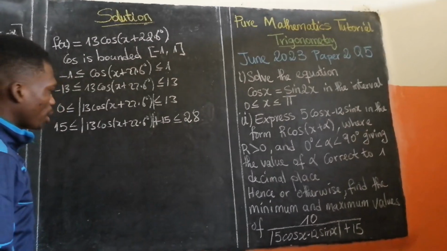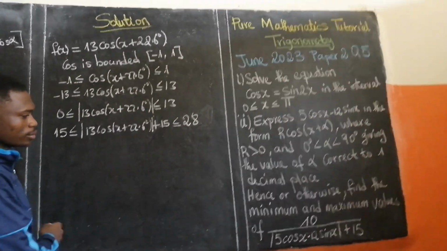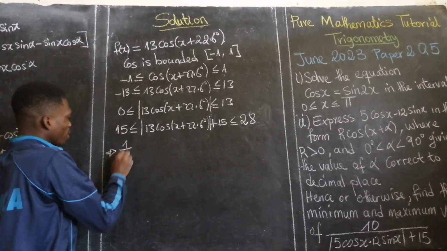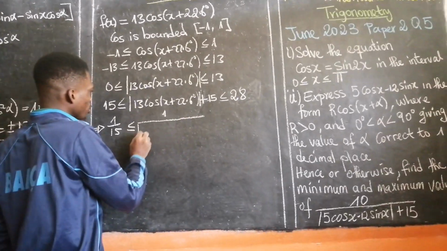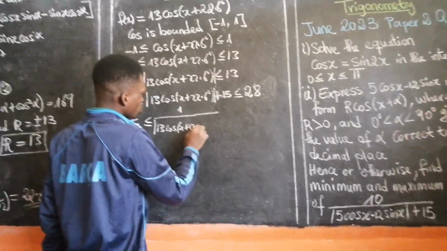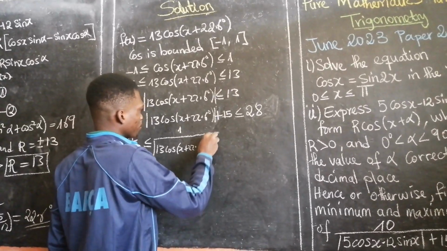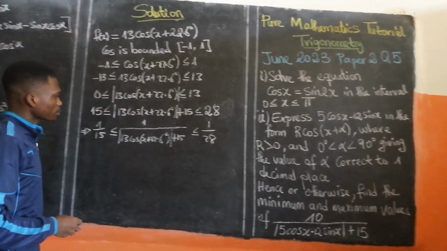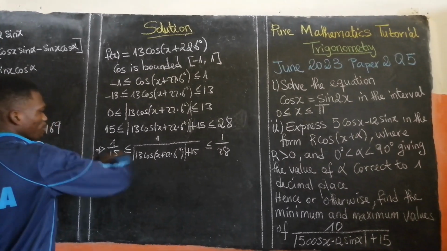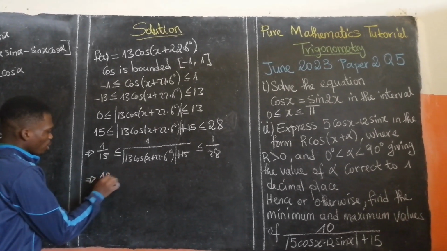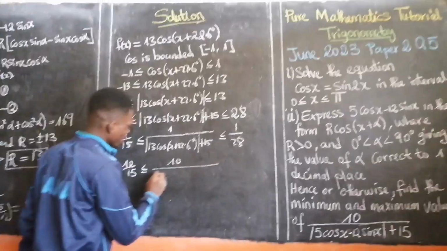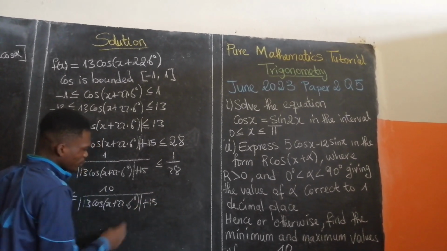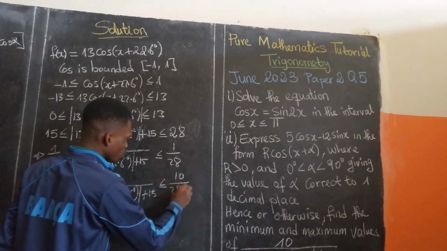So right now, I'm going to take the reciprocal, that is 1 over that. So I have 1 over 15 less than or equal to 1 over the absolute value of 13 cos x plus 22.6 degrees plus 15, less than or equal to 1 over 28. Then I want 10 at the numerator, so I multiply all through again by 10. So now I get 10 over 15 less than or equal to 10 divided by the absolute value of 13 cos of x plus 22.6 degrees plus 15, less than or equal to 10 over 28.